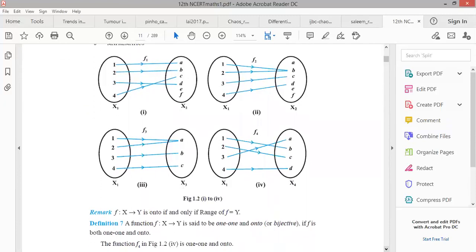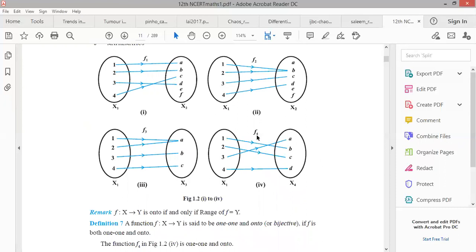What about f3? You see, 1 and 2 have been mapped to A, so this is not one-one. But all the elements of x3 have been exhausted, so they have been used. So what about its surjectivity? Yes, it is surjective. It's onto.